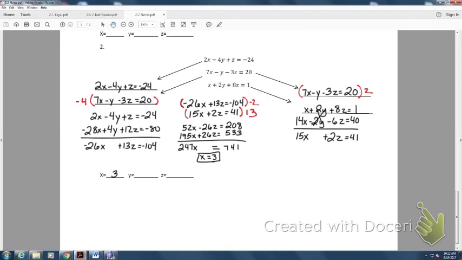So now I'll need to go back up into the two equation, two variable problems. I'm going to do this one because the coefficients are smaller, and the math will be easier. So I'll have 15 times x, which is now 3, plus 2z equals 41. That's going to give me 45 plus 2z. I'll subtract 45 to get -4, and so z equals -2.